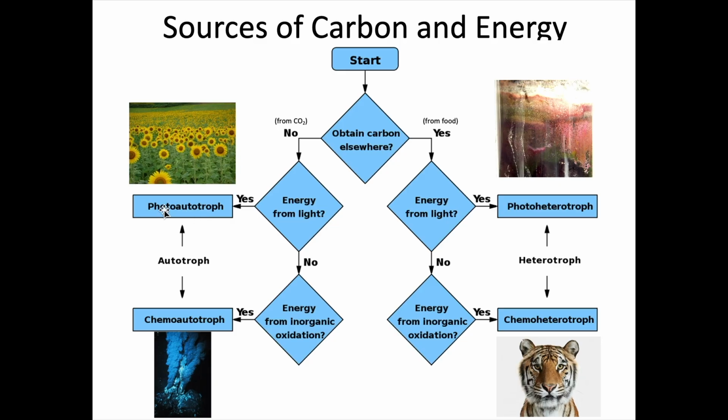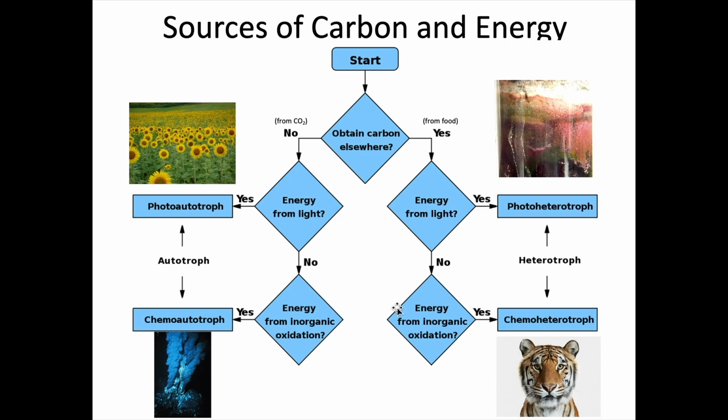Photoautotrophs get their energy from sunlight and their carbon from inorganic sources. Plants are classically photoautotrophs, but there are plenty of bacteria that are as well. Chemoheterotrophs get their energy from chemicals, and they get their carbon from fixed carbon, from eating stuff where the carbon is already organic. Animals are classically chemoheterotrophs, but there are some bacteria with this lifestyle as well.